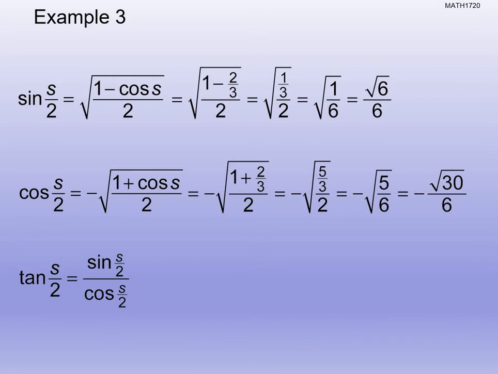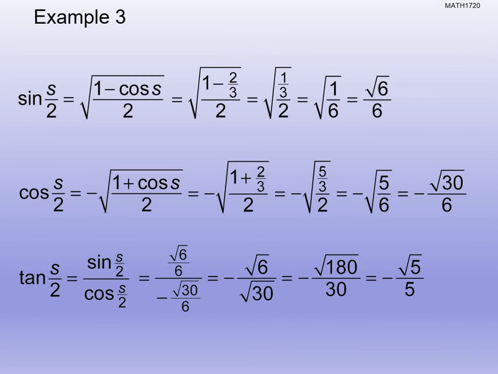And then we have tangent of s over 2. We can use it as sine over cosine. Remember, that's a basic identity for tangent, sine over cosine. Why do we do it that way? Because we already know what sine of s over 2 is, and we already know what cosine of s over 2 is. So we don't want to have to pick one of the other tangent ones that's more involved. This is the least involved one, so it makes your algebra simpler.